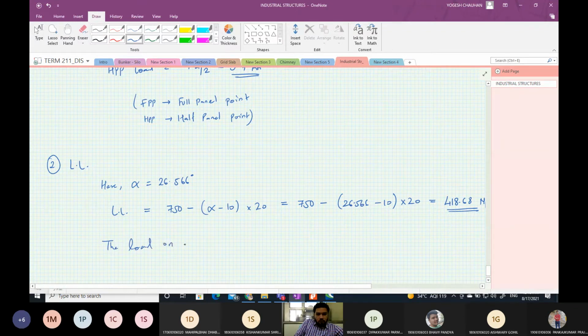The load on each intermediate panel will be equal to 418.68 multiplied by 8 into 2, that is the plan area. So this will be 6698.88 Newton. Let us say 6.7 kilonewton.